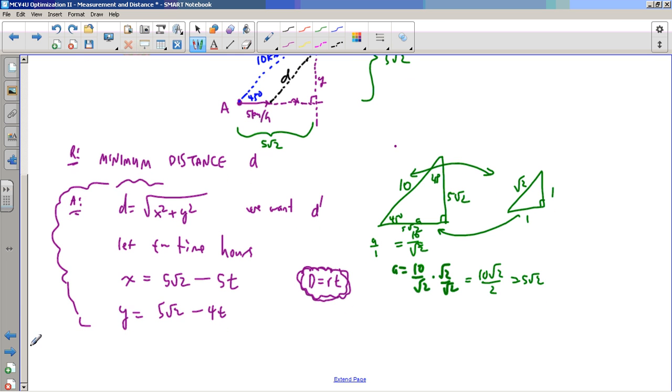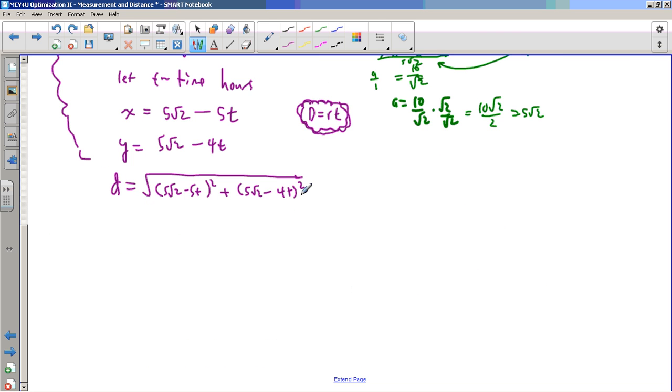Well, no, look what I'm going to do. I can put these expressions in this one. So then I've got d is equal to, watch it, x expression plus y expression. 5 root 2 minus 5t, 5 root 2 minus 4t. And I can take the derivative of this because it's only got one input variable, right? And now I'm ready to take the derivative.